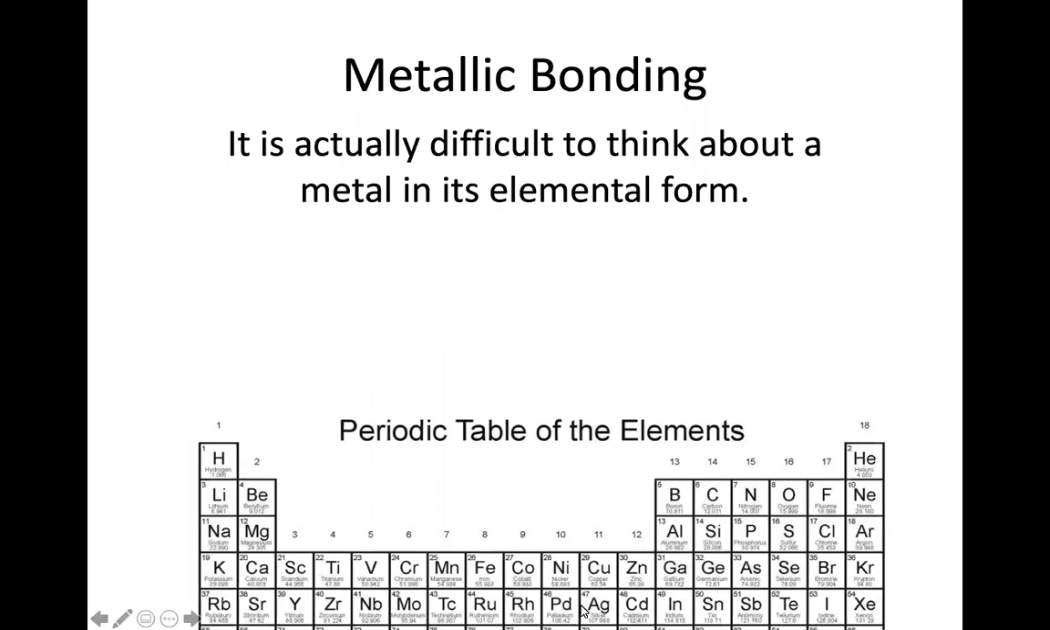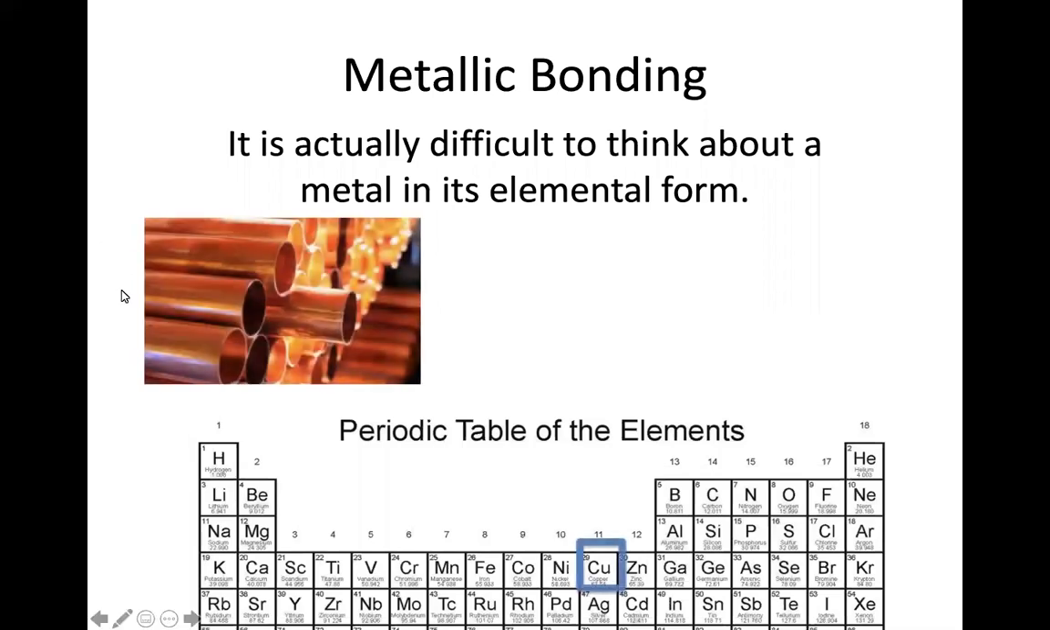We have on the periodic table many metals, right? Beginning on the left-hand side as we go left to right. But a lot of these we don't really think about and experience in the actual elemental form. So what do I mean by that? Well, copper is probably the best example of a metal that is in its elemental form that we might experience every day. If it's a copper tube, copper wiring of some kind.